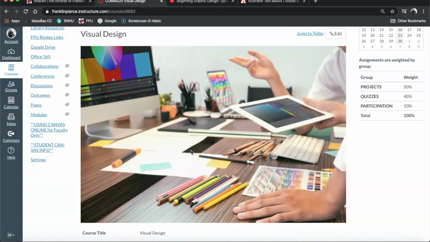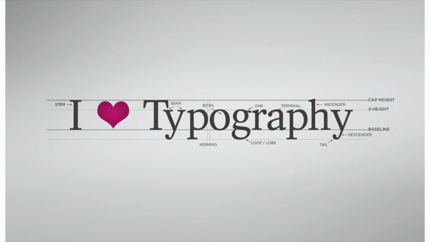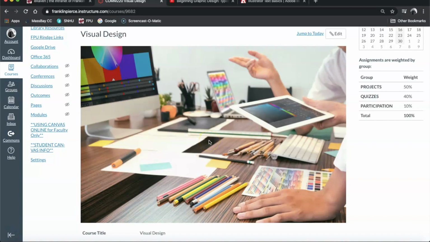All right, so this week we are focusing squarely on the world of typography. We're going to talk a little bit about the history of typography, the psychology of typography, and then we're going to look at some of the actual functionality, the typographic tools that are in Illustrator.